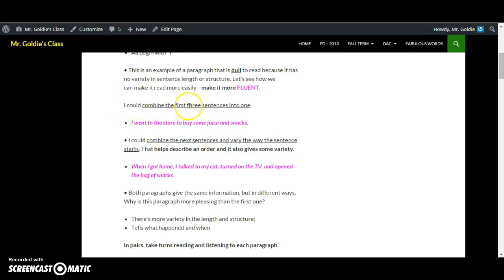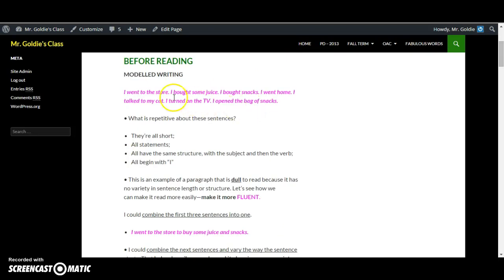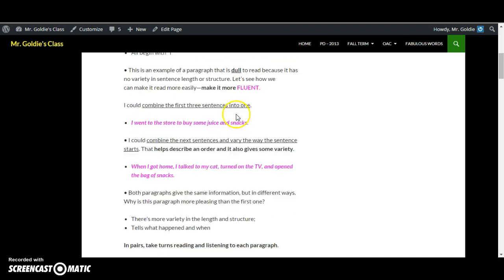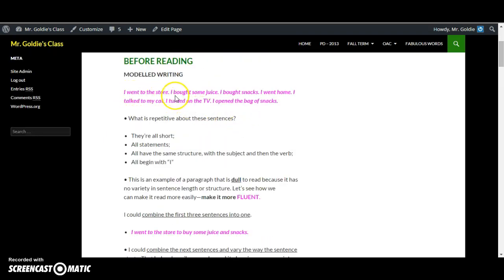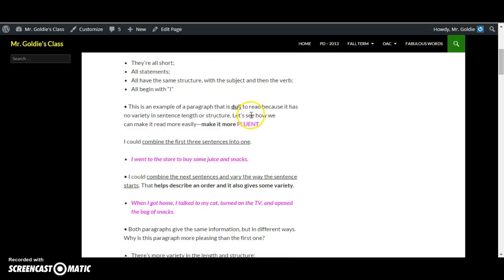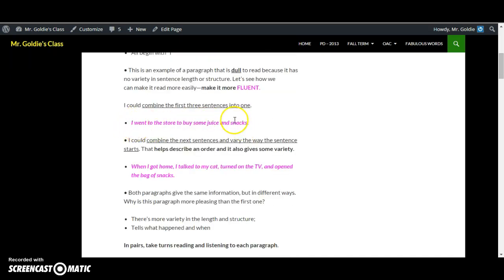I could combine the first three sentences into one. 1, 2, 3. I went to the store to buy some juice and snacks. See that? I went to the store. I bought some juice. I bought snacks. Three sentences combined into one. It flows nicer, doesn't it? I went to the store to buy some juice and snacks. Sounds way better. I could also combine the next sentences and vary the way the sentence starts.